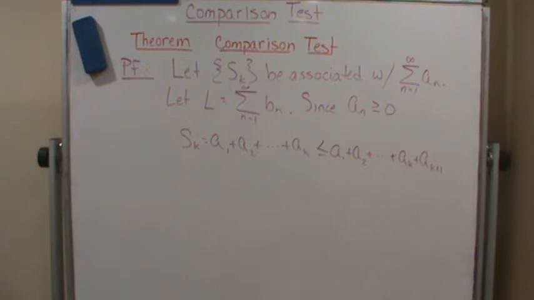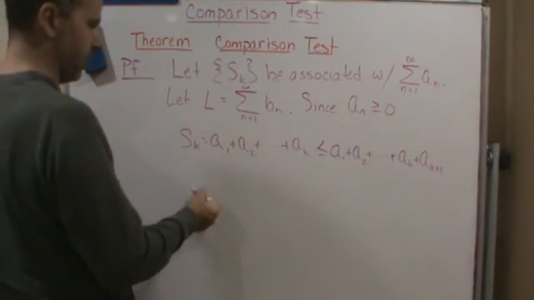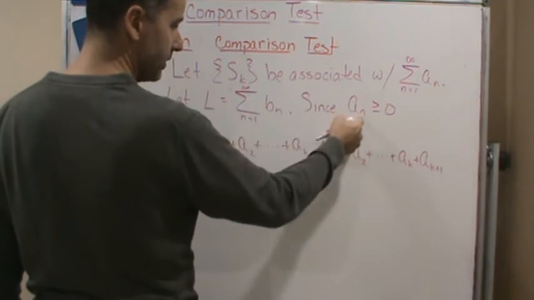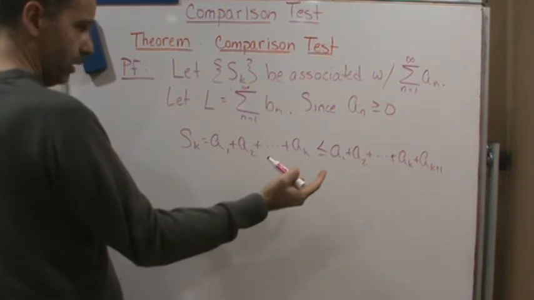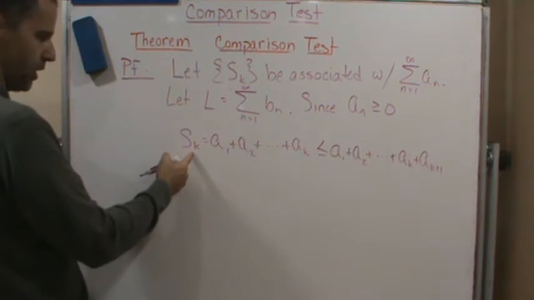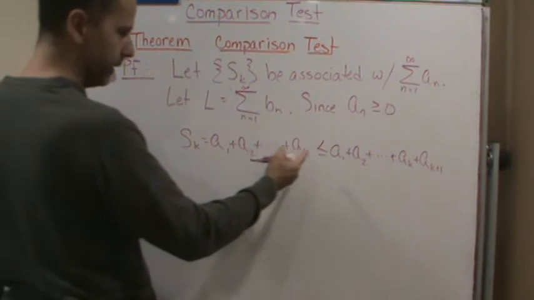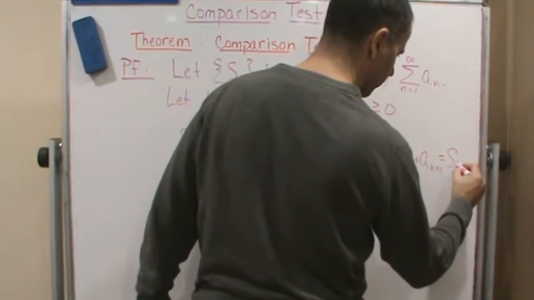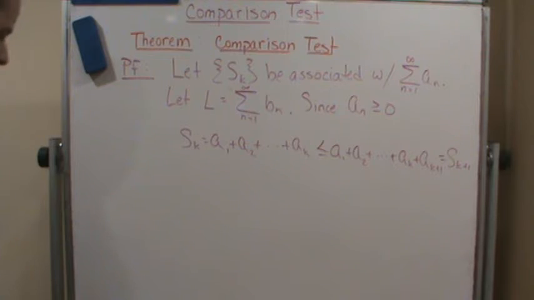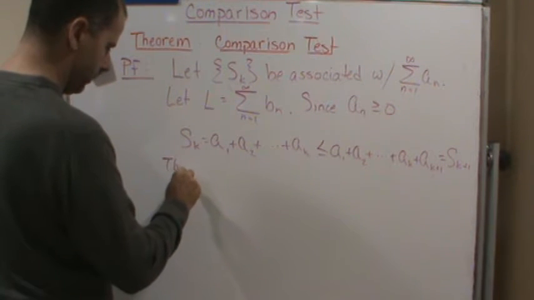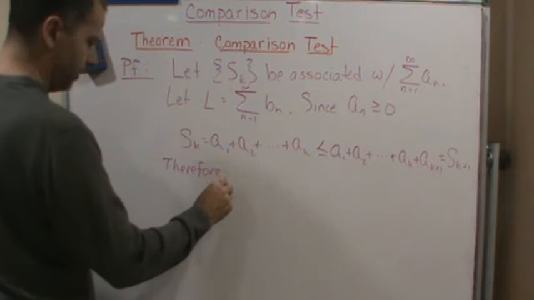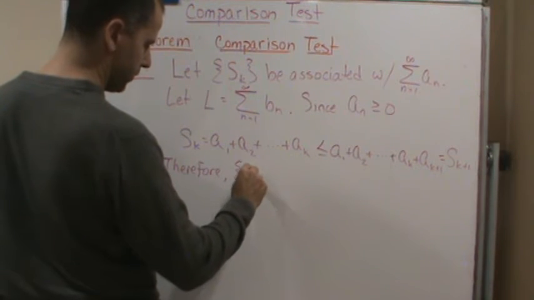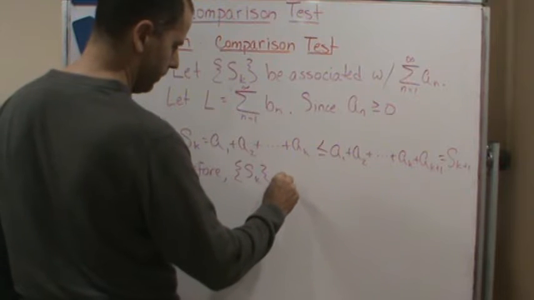Okay? So why do we do that? Well, because we want to show that this is an increasing sequence, right? Since all the nth terms are non-negative, the partial sum S sub k is always going to be less than or equal to the partial sum S sub k plus 1. Therefore, the sequence of partial sums is increasing.